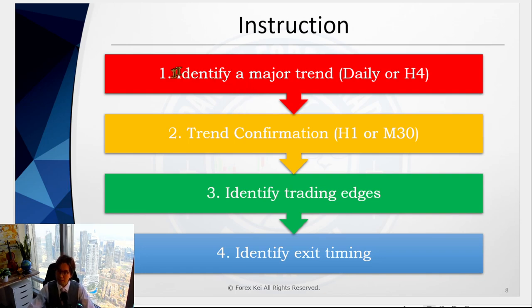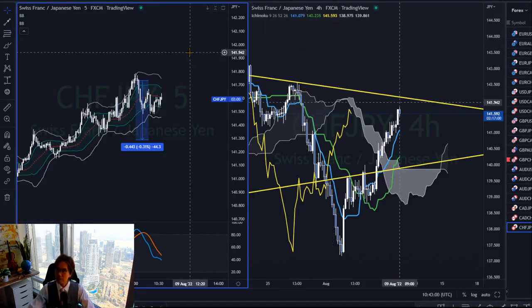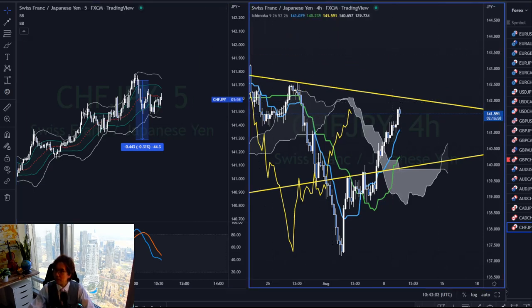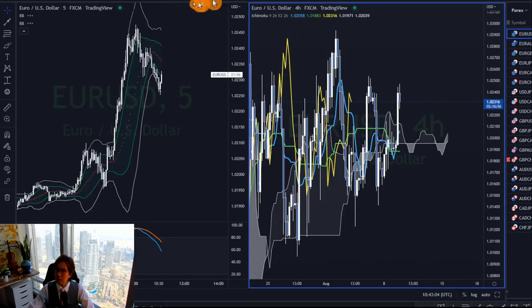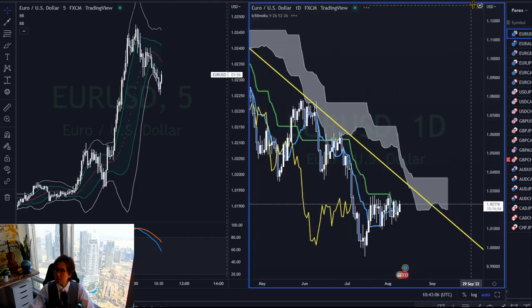So the steps I take are like this. First, I identify a major trend, either on the daily or the 4-hour time frame. Let me check today's market. I will pull up TradingView. Okay, so this is TradingView. First, I will check the daily and the 4-hour.